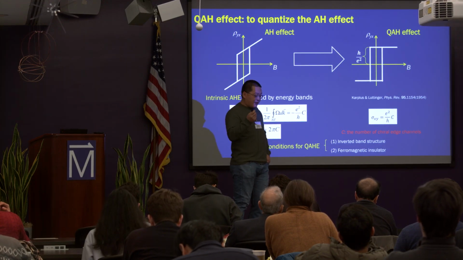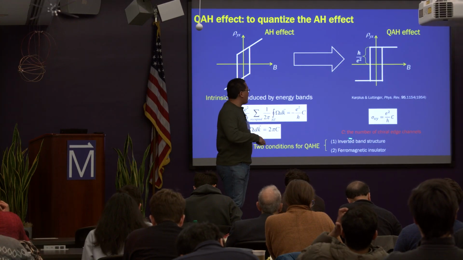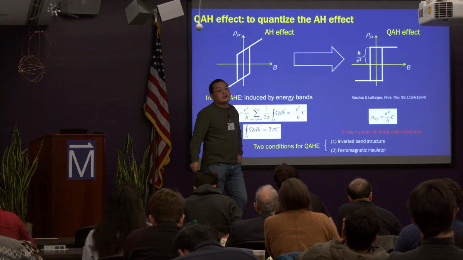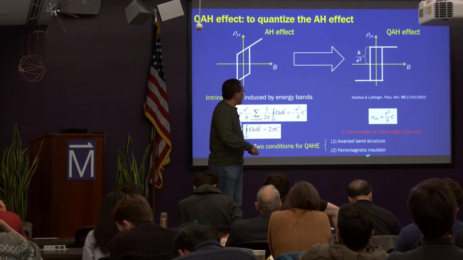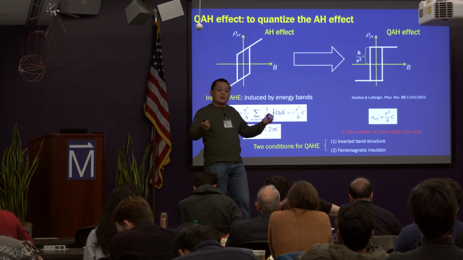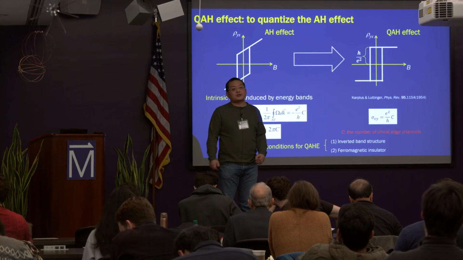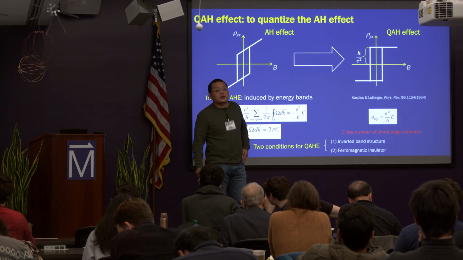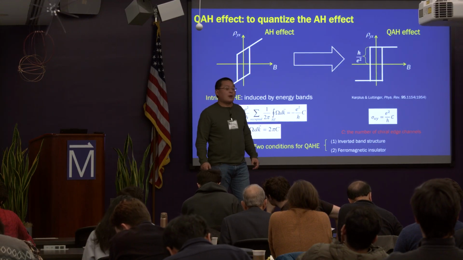C must be non-zero. Now we call it there is an inverted band structure. We also call it a topological material. The second condition is a ferromagnetic material. If the material is ferromagnetic, and also has this kind of inverted band structure, then based on the theoretical prediction, we may realize the quantum anomalous Hall effect.